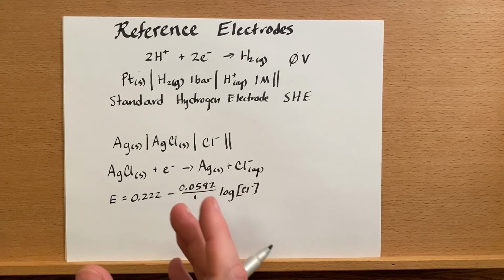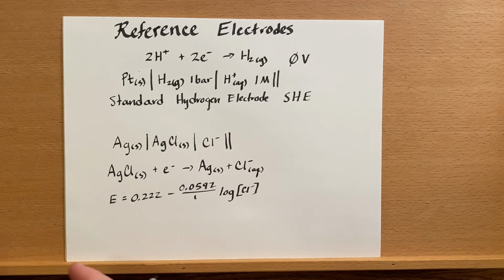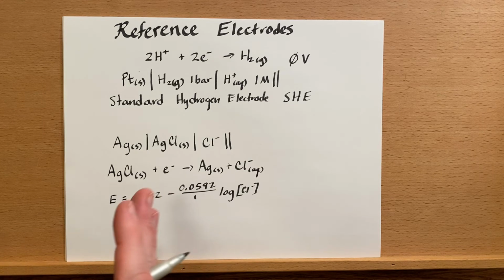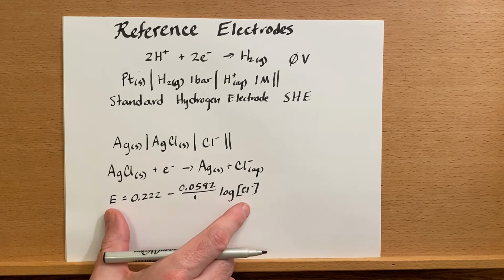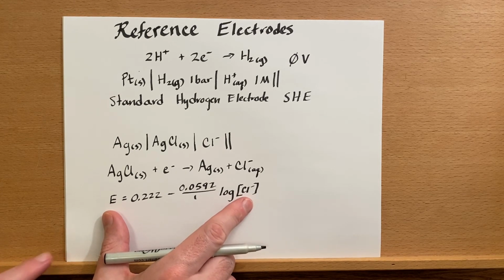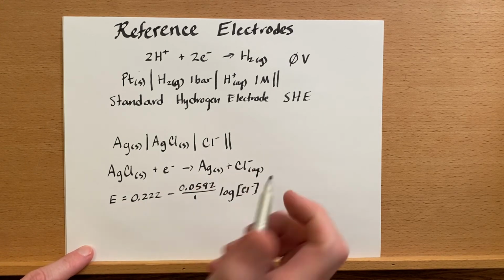Because if we just have a metallic wire, that can change potentials extremely quickly. And we have no way of knowing what the potential actually is. Well, we can measure it relative to some other potential that we do know. And that's where our reference electrode comes in. So we just need a way to keep the chloride concentration the same. And here's how you do it.